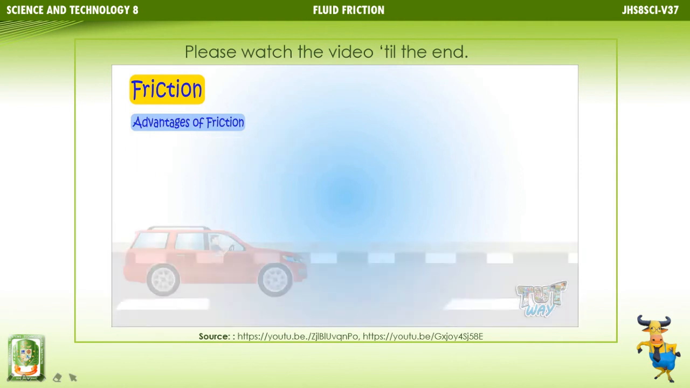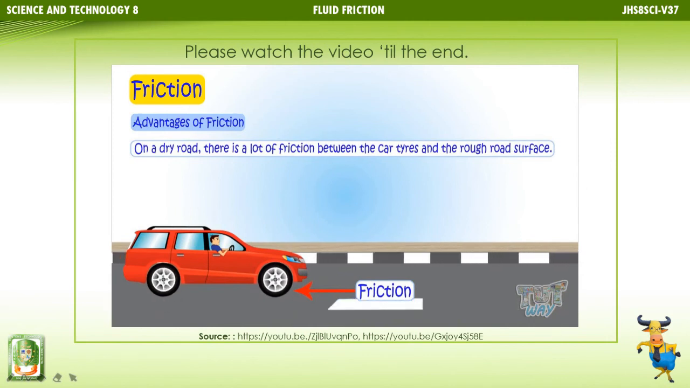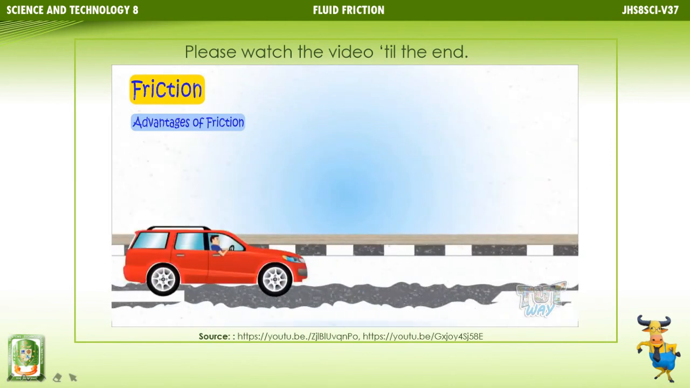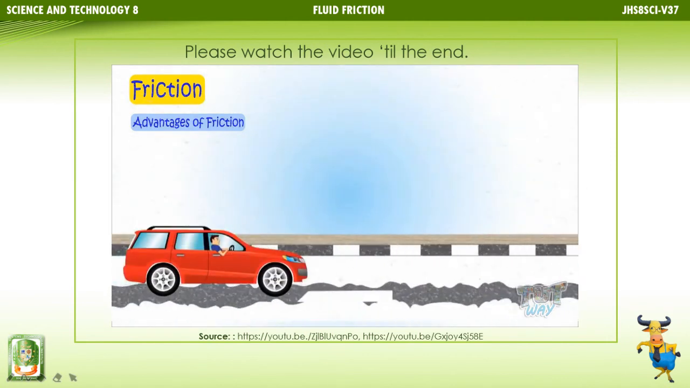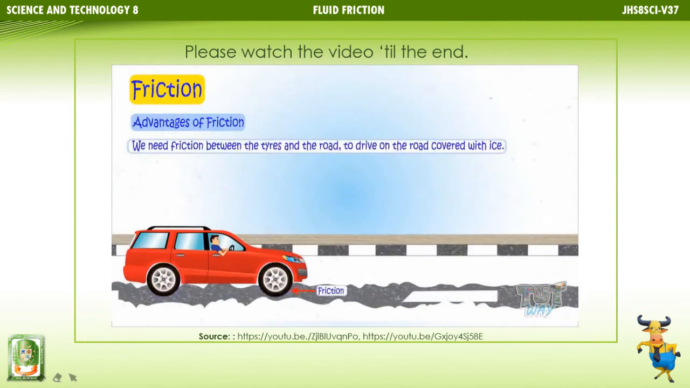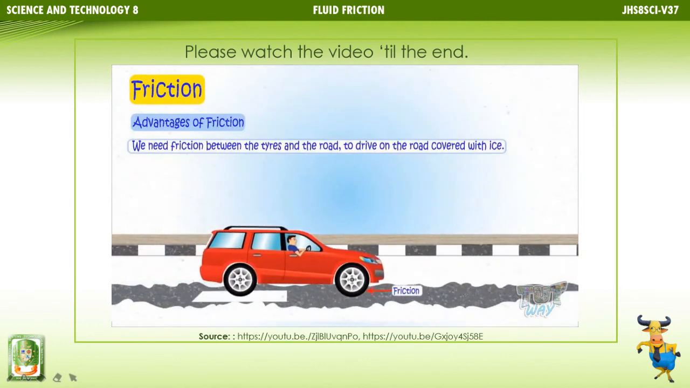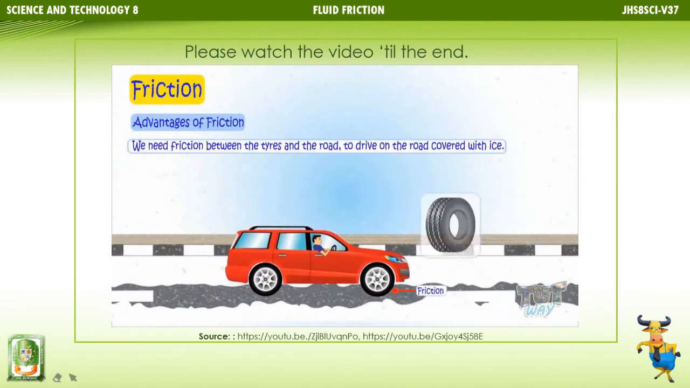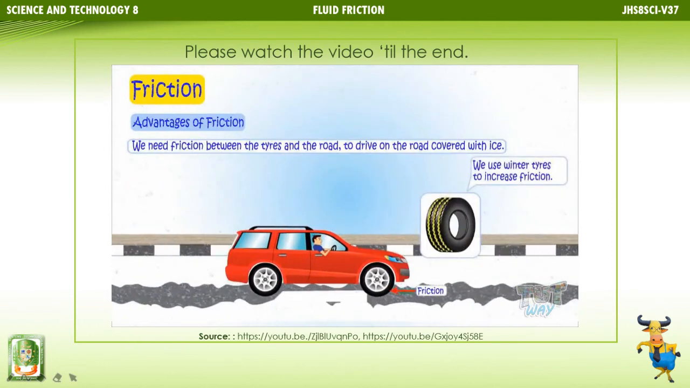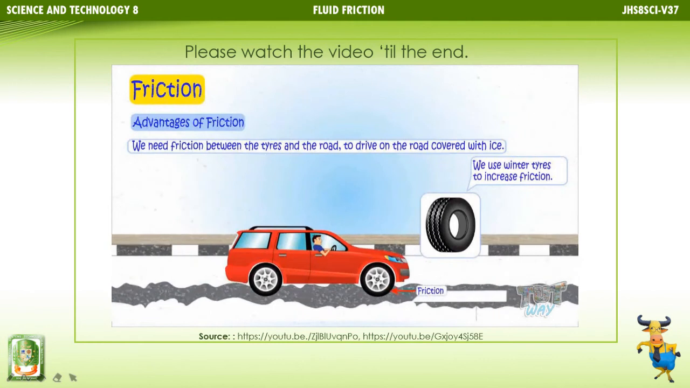On a dry road, there is a lot of friction between the car tires and the rough road surface. And in winters, there is snow or ice on the road. That makes the surface of the road very smooth, and there is little friction between the tires and the road, because of which the tires may slip off the road. This is why we need winter tires. Winter tires have special grooves to increase the friction in snowy and icy conditions.